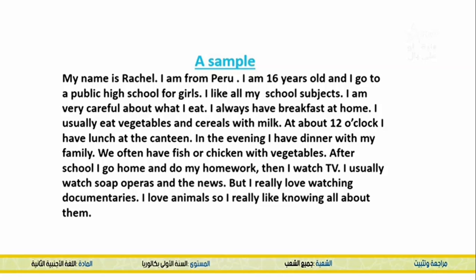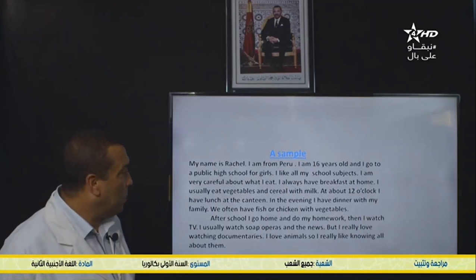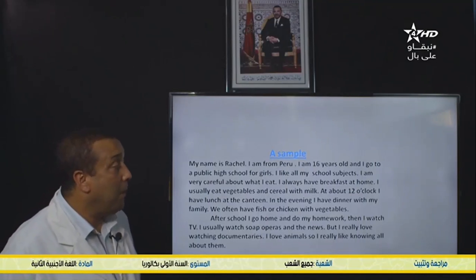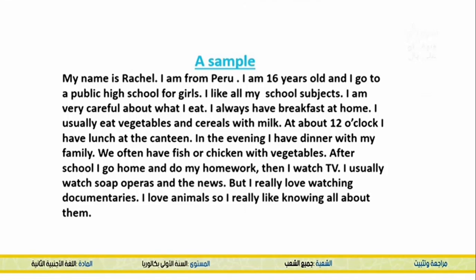This is about Rachel. Look, my name is Rachel. I'm from Peru. I'm 16 years old and I go to a public high school for girls. I like all my school subjects. I'm very careful about what I eat. I always have breakfast at home. I usually eat vegetables and cereals with milk. At about 12 o'clock, I have lunch at the canteen. In the evening, I have dinner with my family. We often have fish or chicken with vegetables.